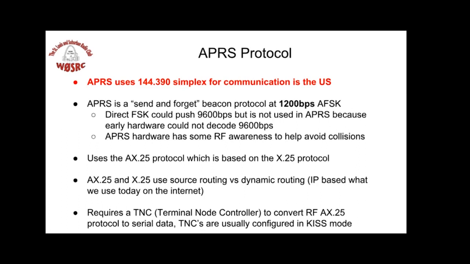Direct modulation again? AFSK. Yep. So direct FSK could push 9600, but back in 1981, or in the early 80s, there was no hardware to decode it, right? So that's why they defaulted back to 1200. And then APRS hardware has some RF awareness to help avoid collision. So it's a dumb protocol, but your radio's got some smarts in it to make sure that it's not stepping over other radios that are transmitting.